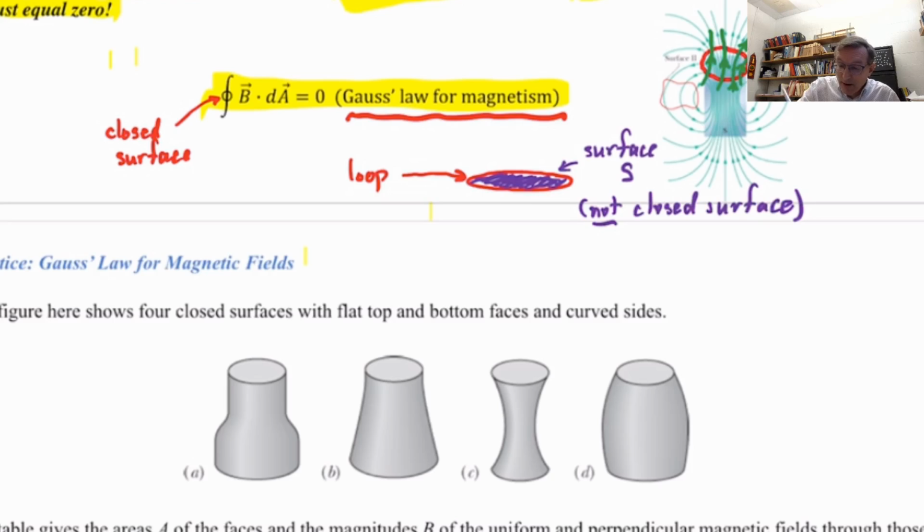And then I can put it near a bar magnet, and there can be magnetic field lines that cut through it, pierce through it, like that.